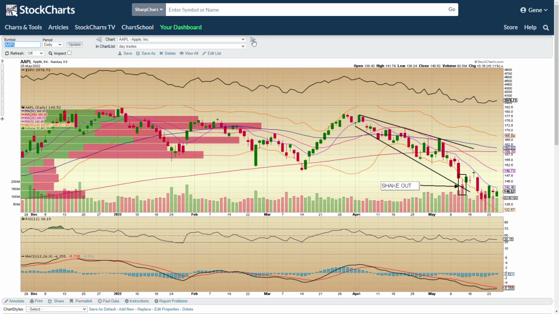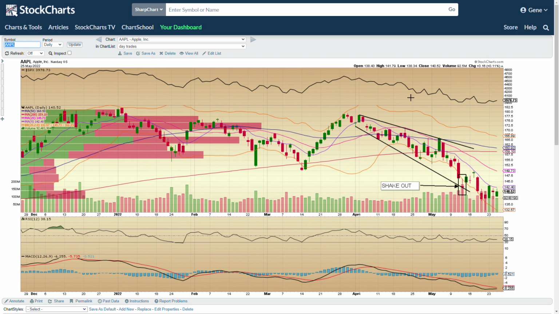Our first chart's Apple. In this list, we have the daily and then the 15-minute charts of just about every asset in here. There's a few of them that are not in proper order. It's not my fault. There's no way to change it. That is all stock charts, not knowing their alphabets. So we have Apple here.